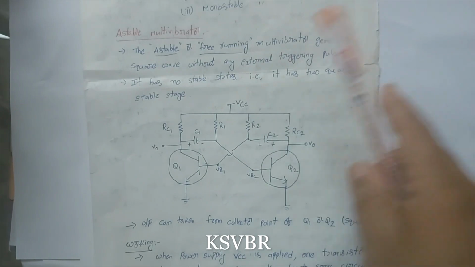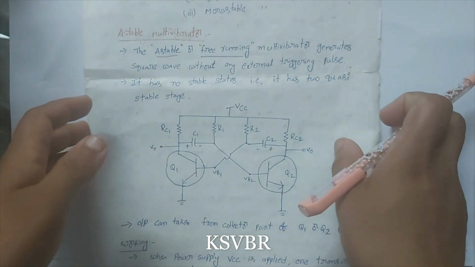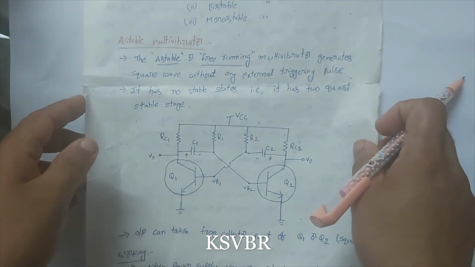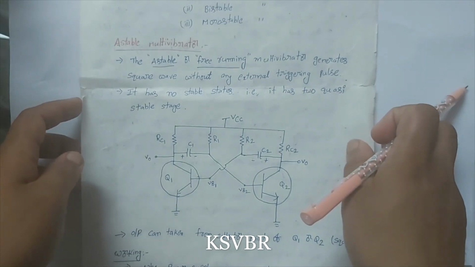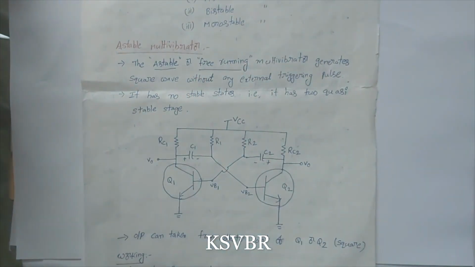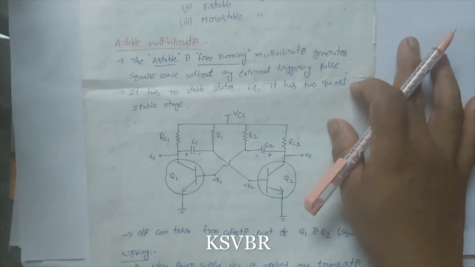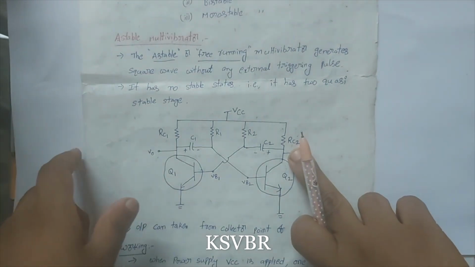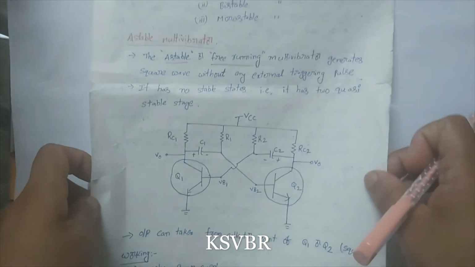The other name of the astable multivibrator is free running multivibrator or free running oscillator. This is used to generate a square wave without any external signal. So now see how the square wave will get generated. This is the circuit diagram. So draw the circuit diagram with me.